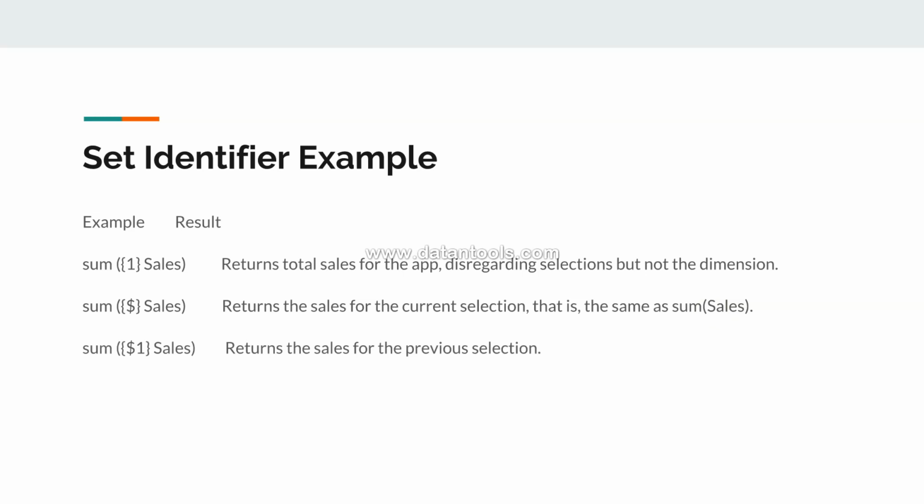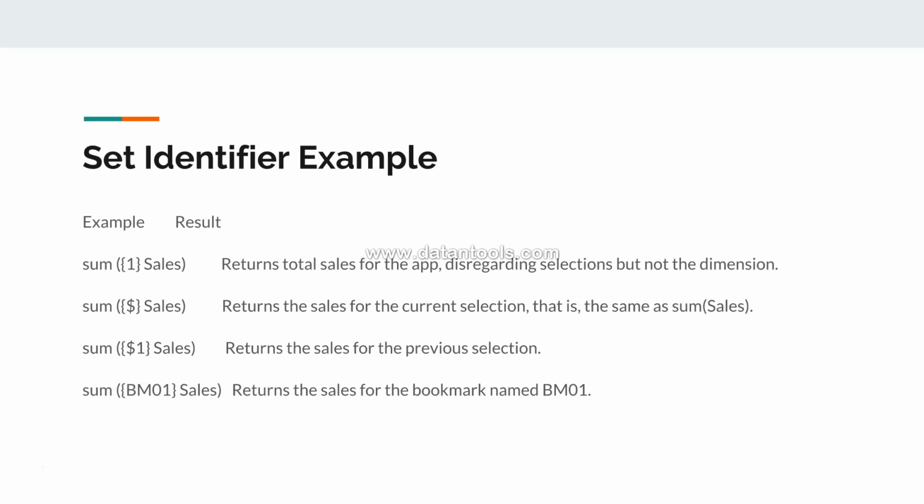For example, if you keep on making selections, say first you made a selection on furniture, then on technology, then on something else, it will only show you whatever the last selection was. So if you want to do some analysis with the current selection as well as the last selection, you can always use $1 to identify the last selection.